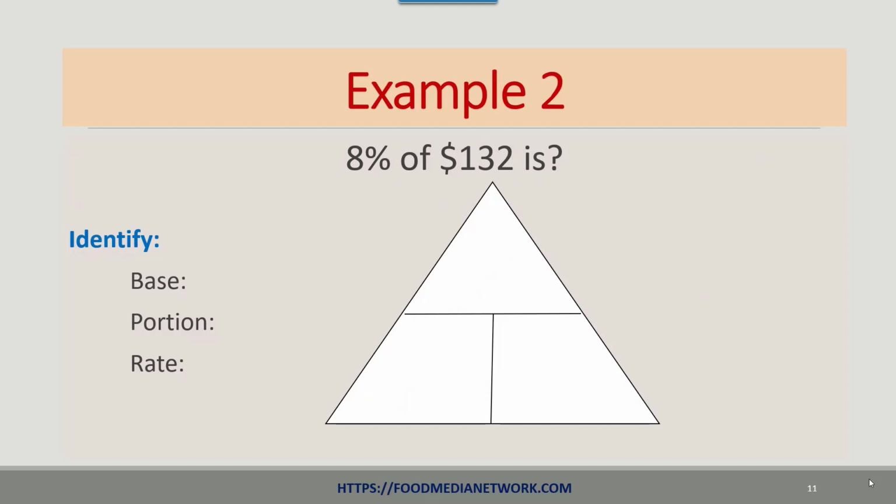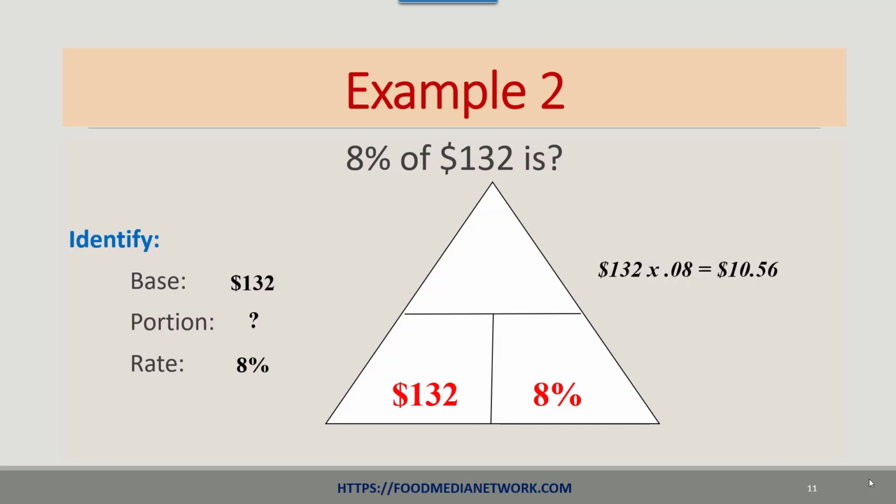8% of $132 is what? Okay, well, do we have the base? Yes. Of, remember that word, so it's 132. It's our total base. So we know that's going to go down in the bottom left. Do we have the portion? No, but we do have the rate. We can see that clearly, 8%. Plug it into our triangle, 132 and 8%. Since they're across, we're going to multiply.